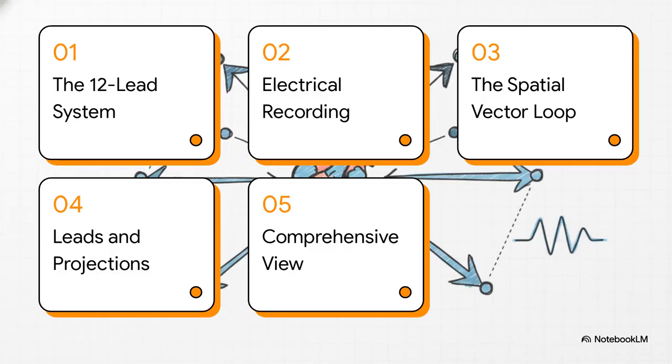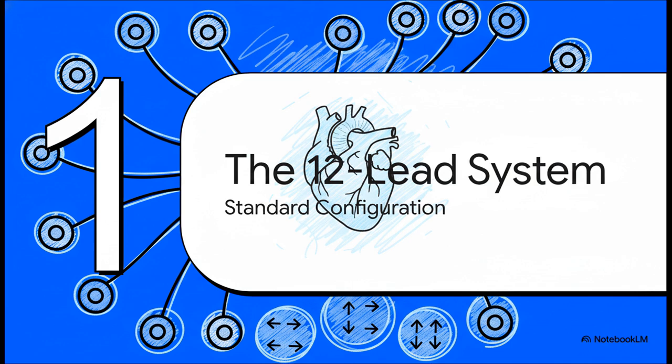So here's our roadmap. We're going to tackle this in 5 parts. We'll start with the basics of the 12-lead system itself, then get into the nitty-gritty of how electrical signals are even recorded. From there, we'll build up to a really core concept, a 3D model called the spatial vector loop. Then see how the leads create projections of that model, and finally, we'll put it all together to get that comprehensive electrical picture. Okay, first up, the 12-lead system.